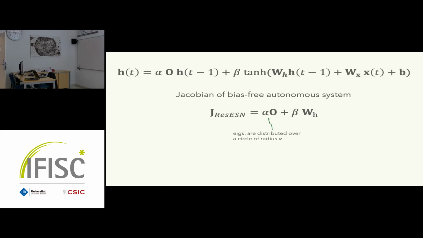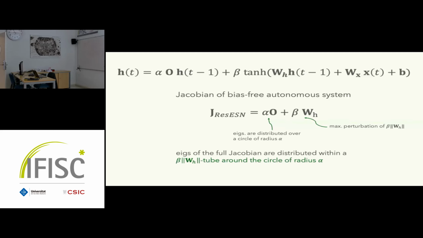And so when you analyze the eigenvalues of this Jacobian, you can see that this part here tells you that the eigenvalues are distributed over a circle of radius alpha. And this part can be considered like a perturbation to this position, right? And tells you that the maximum perturbation compared to this distribution is of this quantity. So beta times the norm of the recurrent weight matrix. So the overall meaning is that the eigenvalues of this system are distributed within a tube around the circle of radius alpha.